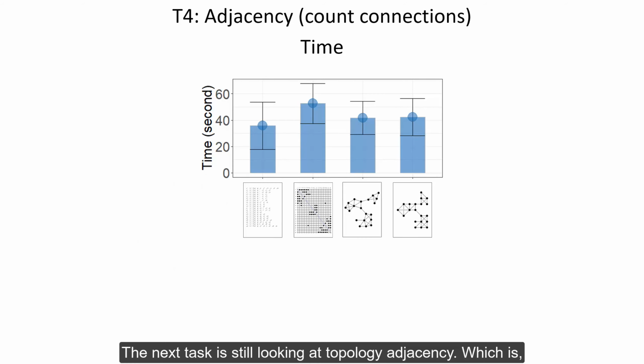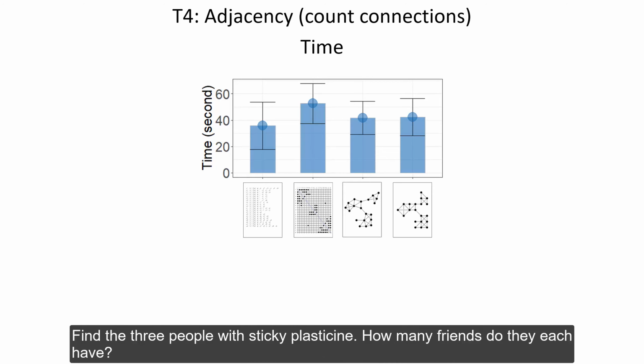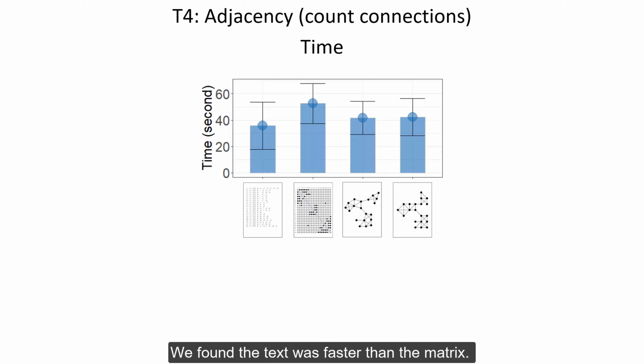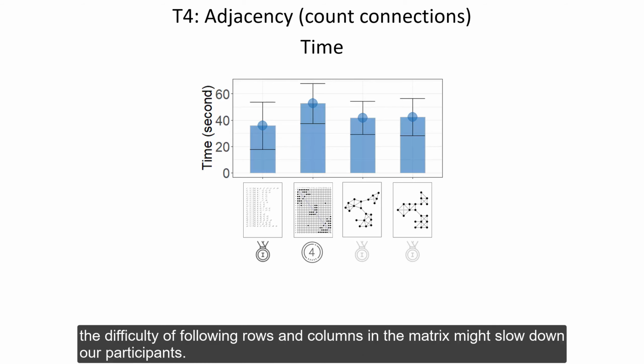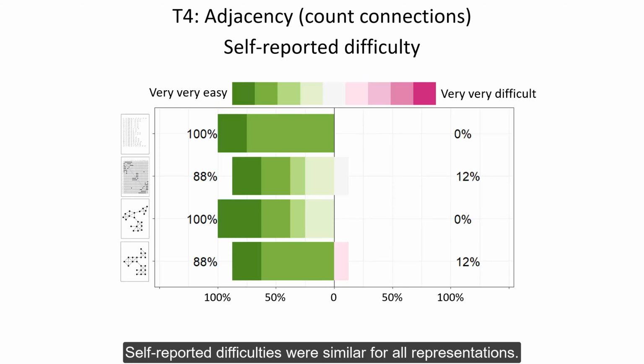The next task is still looking at topology adjacency, which is find the 3 people with sticky plasticine. How many friends do they each have? We found the text was faster than the matrix. As discussed, the difficulty of following rows and columns in the matrix may slow down our participants. Self-reported difficulty was similar for all representations.